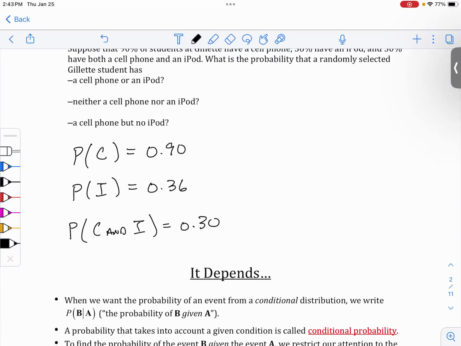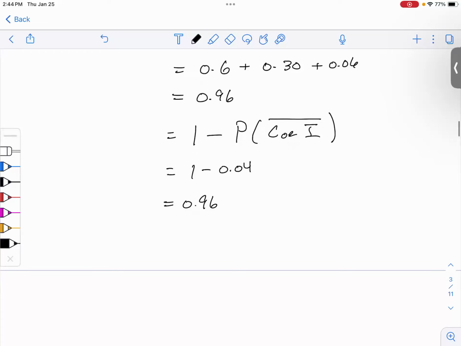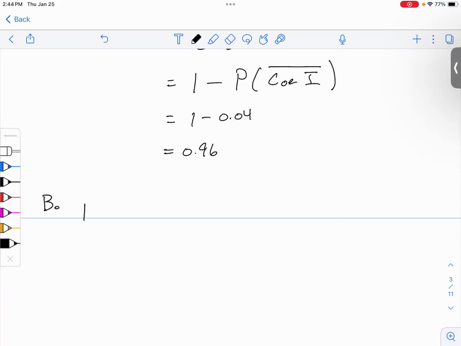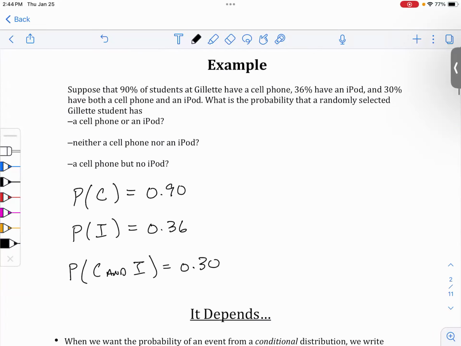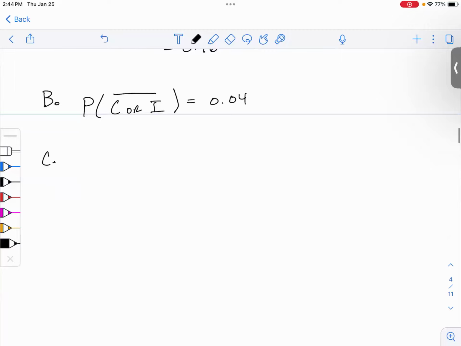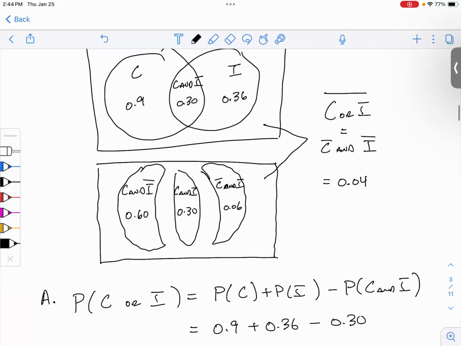Okay. Probability that the randomly selected student has neither a cell phone nor an iPod. And that one we have already answered multiple times. Probability neither a cell phone nor an iPod: 0.4 from our picture. And lastly, has a cell phone but no iPod. Probability C and not I. And also, that is from our picture as well. All right, C and no I, that's our 0.6.